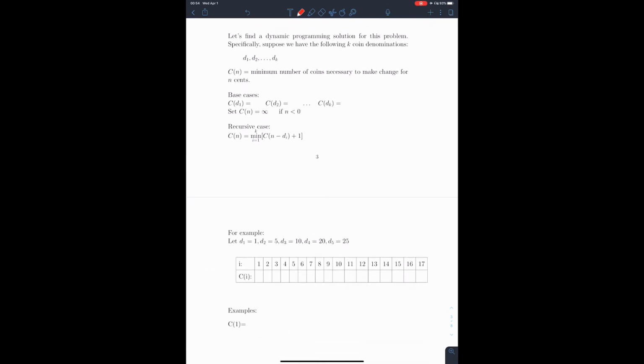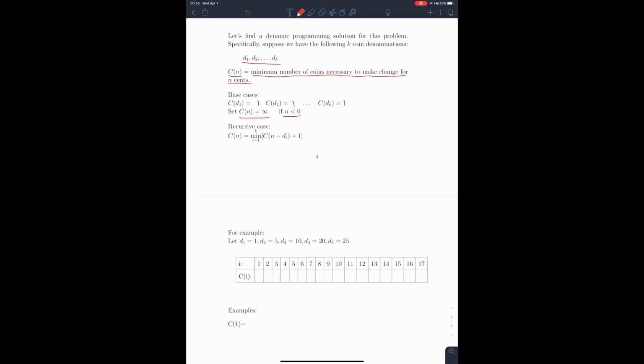Suppose we have the following k coin denominations from D1 to Dk. Cn denotes the minimum number of coins necessary to make change for n cents. As we have discussed earlier, the base case is for any n that matches our denomination, the result should be 1. So C of D1 should be 1, and so on. If n is less than 0, in that case, Cn should be infinite because we cannot make change for that case.